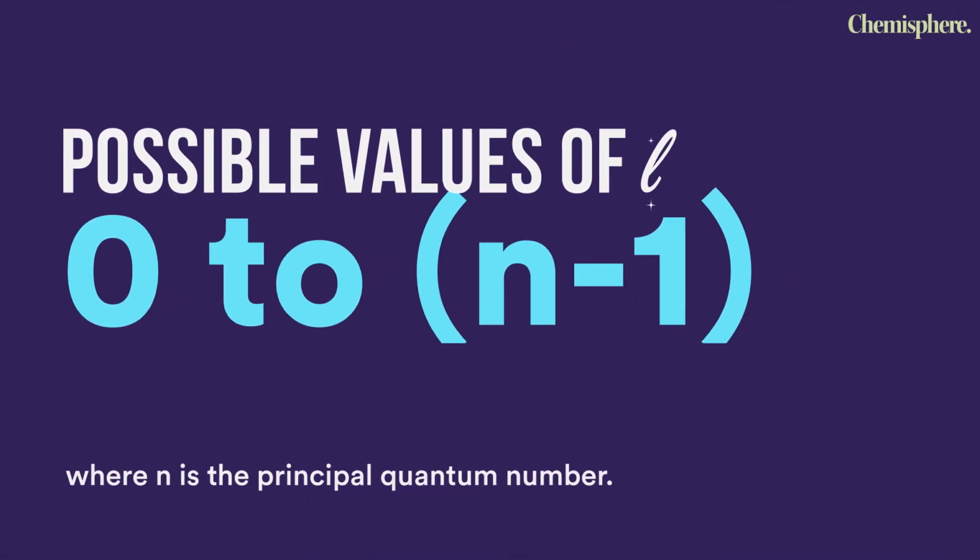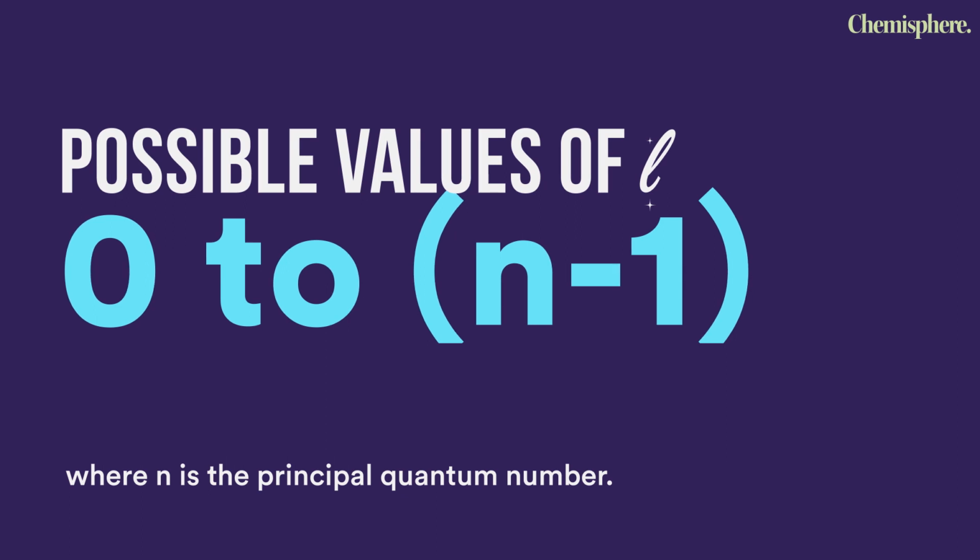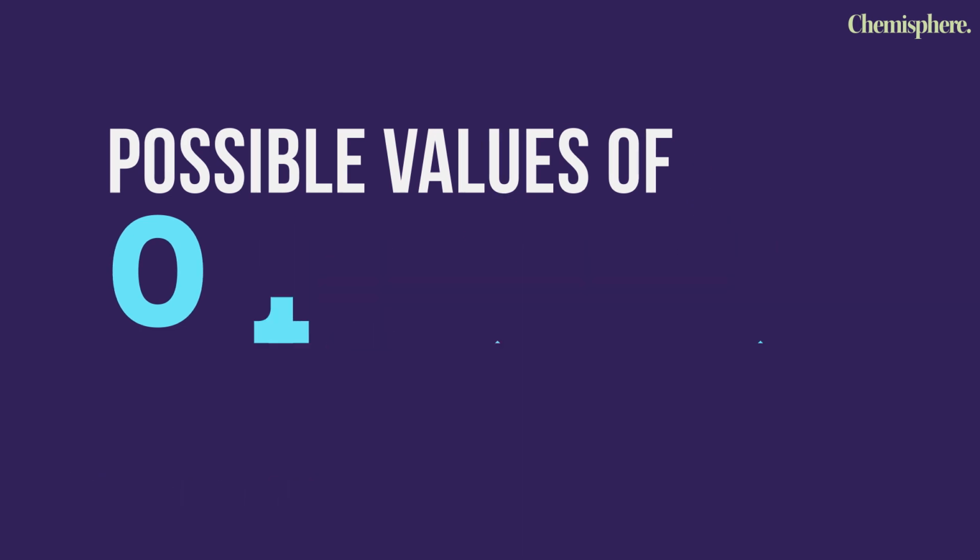The values of the azimuthal quantum number are limited to 0 to n-1, where n is the principal quantum number. The azimuthal quantum number depends on the value of the principal quantum number. It cannot go beyond it. It can go a maximum of 1 less than the principal quantum number.